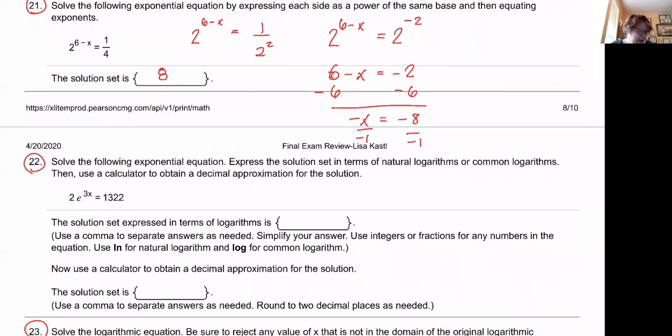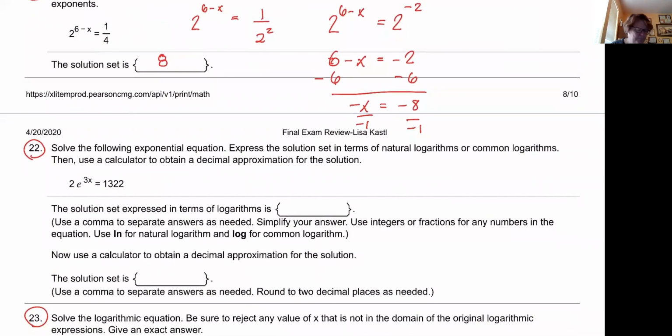All right, problem 22. Solve the following exponential equation. Express the solution in terms of the natural logarithms or common logarithms. Then use a calculator to obtain a decimal approximation for the solution. So you're going to solve this first exact in terms of logarithms, and then you're going to take your calculator out and get a decimal approximation to it.